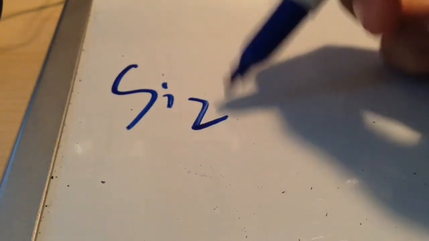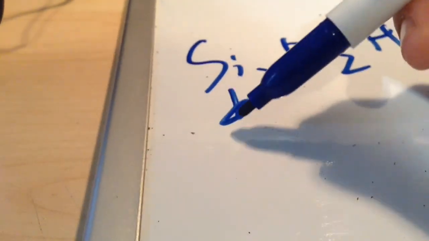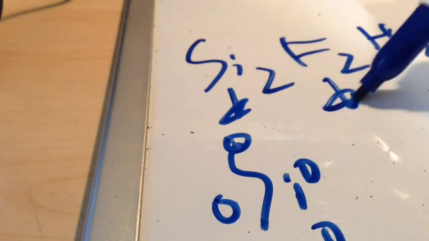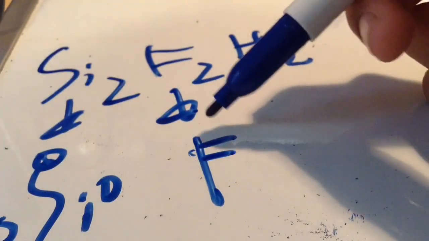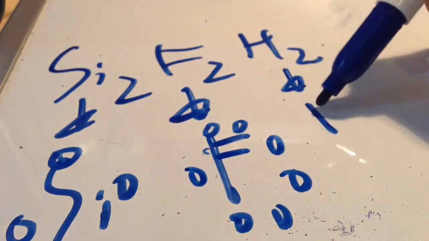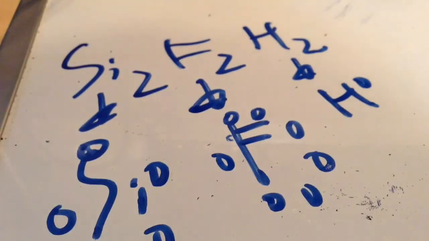Alright class, so today we're going to model a Lewis dot using silicon 2, fluorine 2, and hydrogen 2. Now we have to learn how many valence electrons each has. Silicon has 4, fluorine has 7, 1, 2, 3, 4, 5, 6, 7, and hydrogen has 1. Just because. And when we go down to model it, it's going to look something like this.